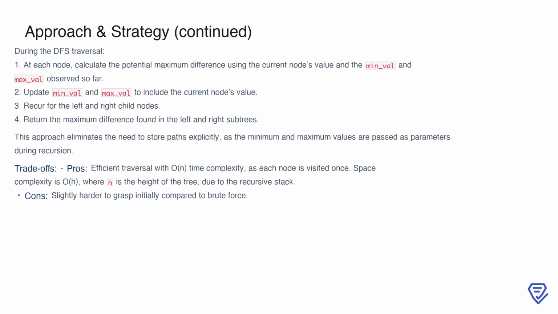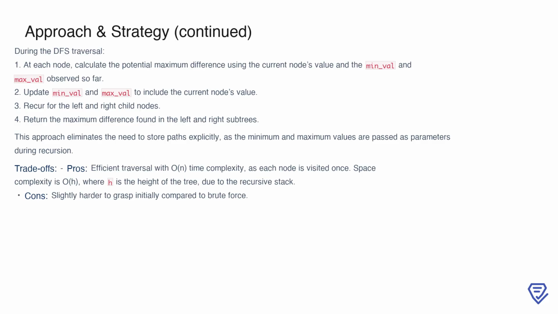During a depth-first traversal, we calculate the maximum potential difference at each node by comparing its value with the current minimum and maximum values seen so far. These extremum values are then updated to include the current node's value before recursively exploring its left and right children. By passing the updated minimum and maximum values as parameters, we avoid the need to explicitly store the entire path.